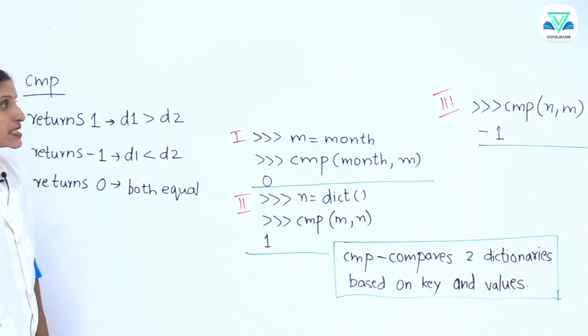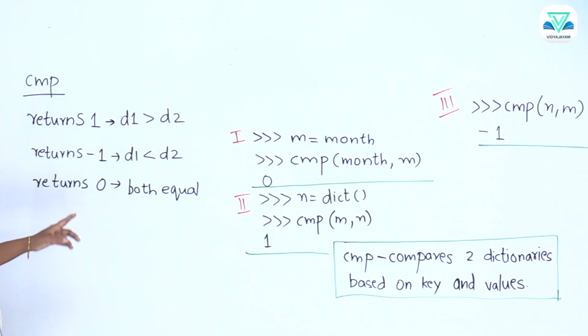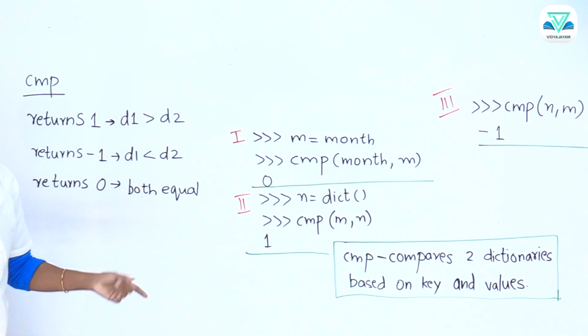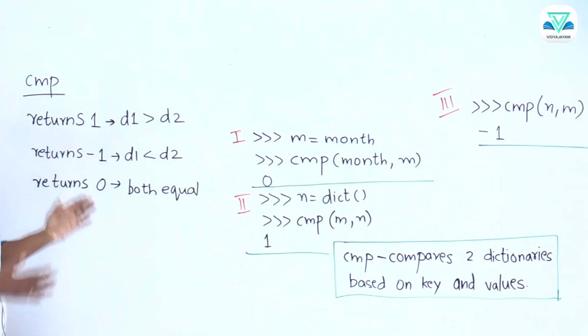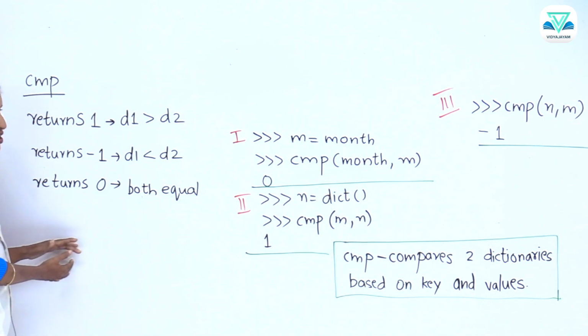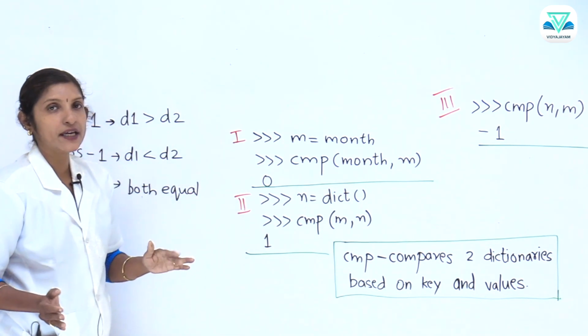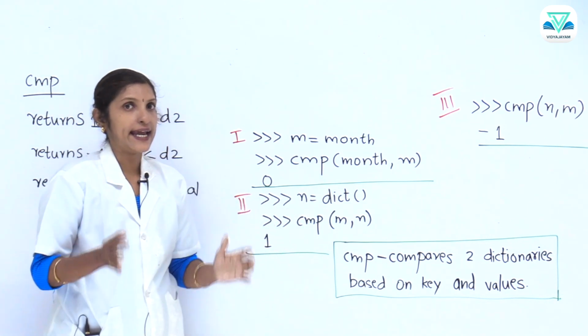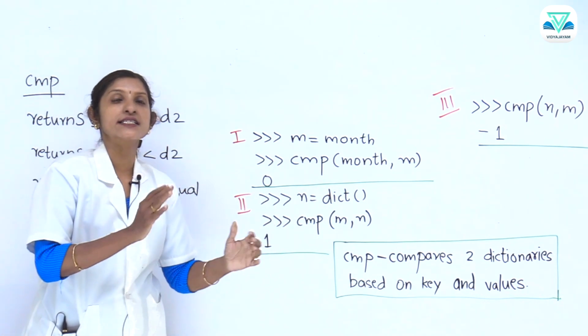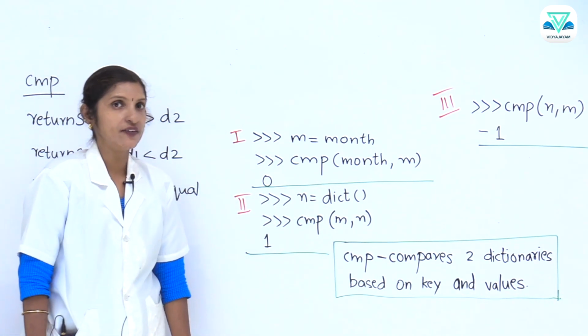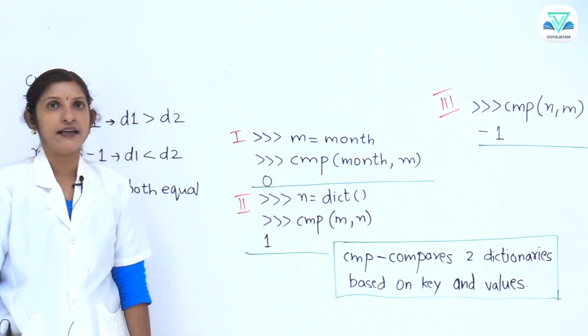So what happens is that here we are getting the answer as -1, which means the first dictionary is lesser than the second dictionary. So based on this evaluation, we are able to get the value by comparing both the dictionaries and their keys as well as their values, based on which we are getting the output like this.